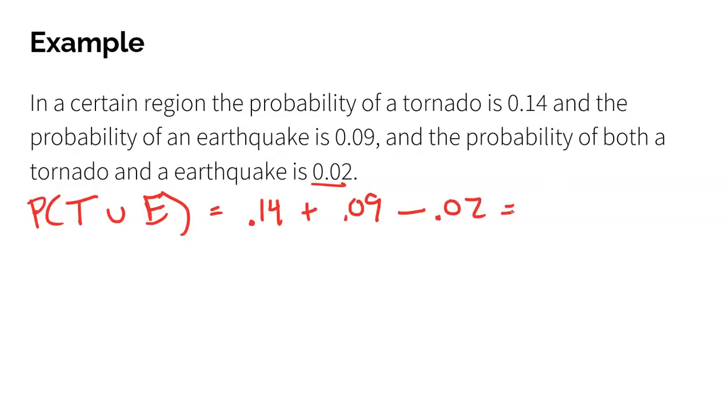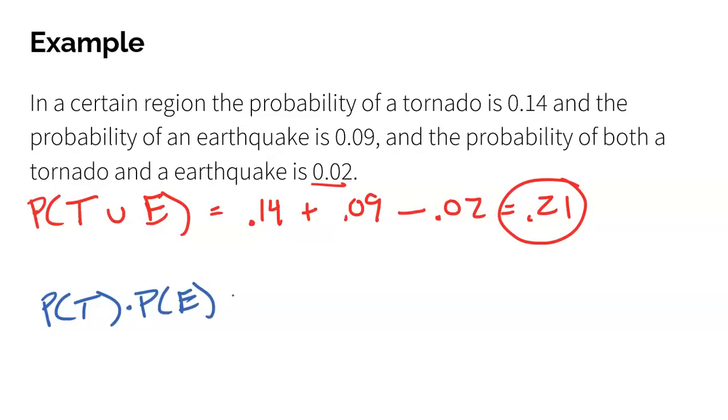So 0.14 plus 0.09 minus 0.02 is 0.21. So there's a 21% chance of, on any given day, I guess, I'm given two specifics here, just a rough problem, but 21% chance of a tornado or an earthquake. Now, I could also check for independence here very simply because I could take the probability of tornado, multiply it by the probability of earthquake, and if I'm independent, these will equal the 0.02. That's the probability of A and B.